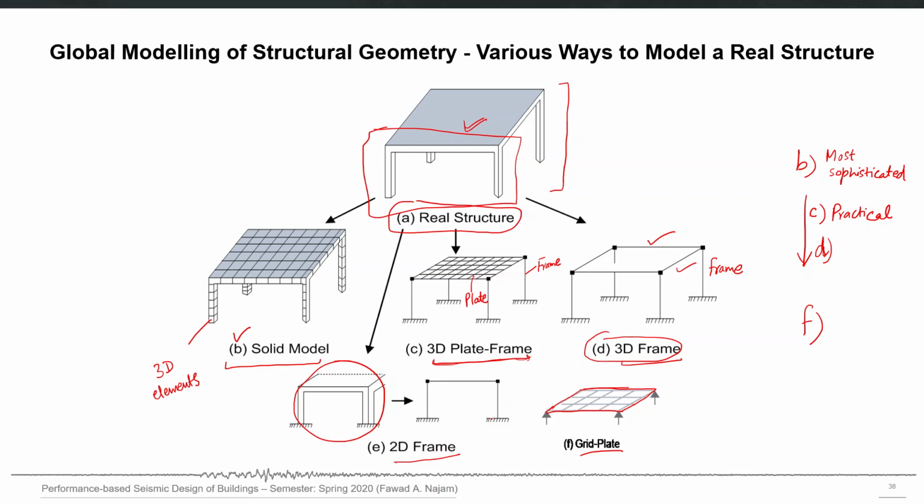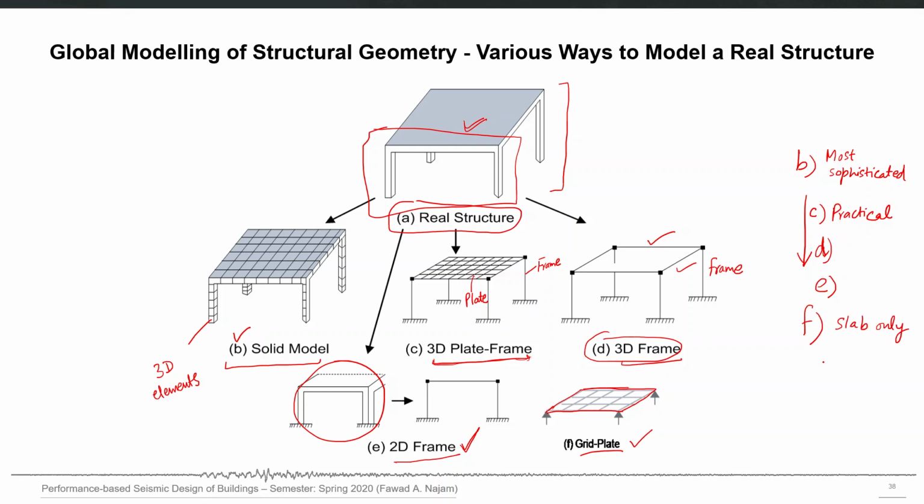And if we further simplify our model and we are only interested in the two-dimensional behavior of frame elements, like the bending of columns or sway of columns itself, then we can use a two-dimensional frame model, which is option E here. And lastly, let's say if we are only interested in the behavior of the slab and we are not interested in the behavior of the supporting frames, then we can go for this option F, which is based on the explicit modeling of the slab only and excluding the frame from the model. So F can be used if we are interested in getting the behavior of the slab only.